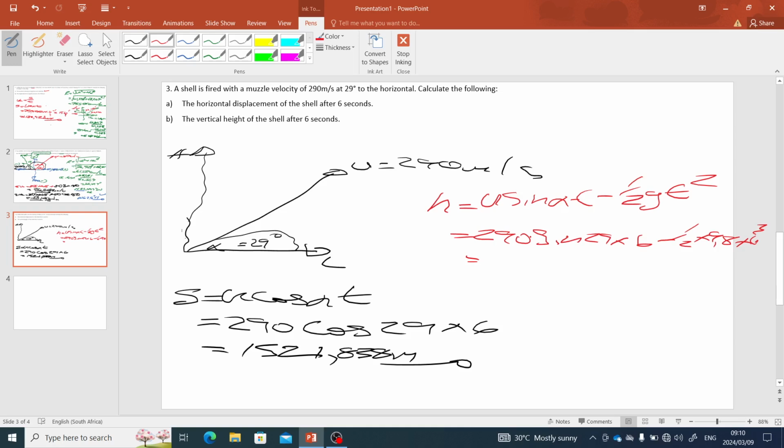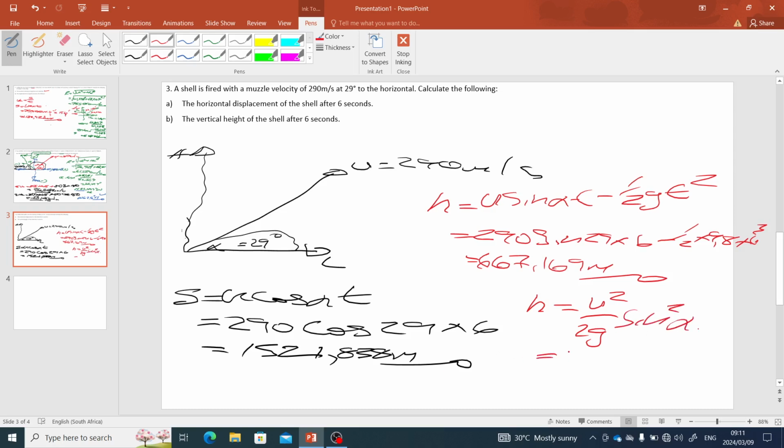Then we get our answer as 290 multiplied by sine 29 multiplied by 6 minus 0.5 multiplied by 9,8 multiplied by 6 squared. Right, we get our height as 667,169 meters.